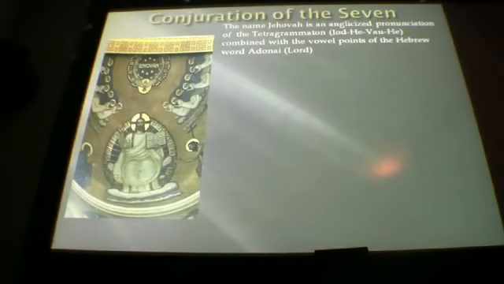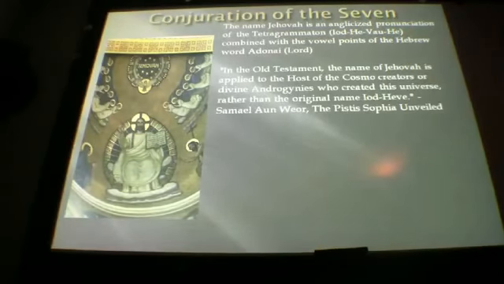So, the name Jehovah is an anglicized pronunciation of the Tetragrammaton. Tetragrammaton is a Greek word which means the four-letter word, and the four-letter word it's referring to is Yod-He-Vav-He, which is the holiest name in the Hebrew Scriptures, combined with the vowel points of the Hebrew word Adonai, which means Lord.